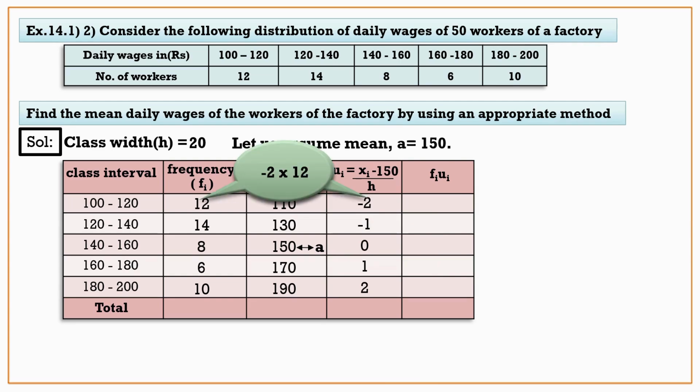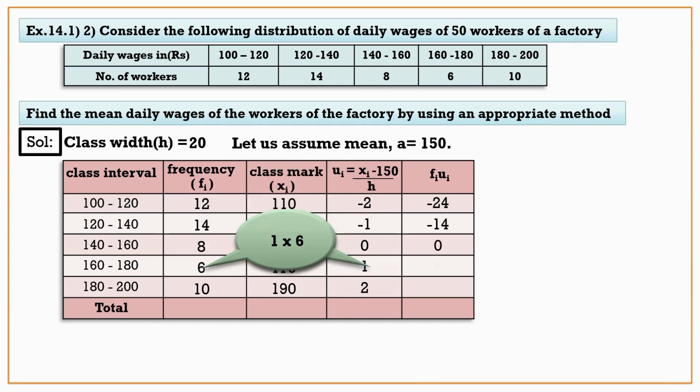Now let us do the multiplication of fi with ui and we will get fi ui. So let's do the multiplication now. Okay, so finally we got all the fi ui values. Now we need to find the summation of fi, that is adding all the fi's. We got 50 over here. Finally we also need the summation of fi ui, that is adding all the fi ui as well. We got minus 12 over here.